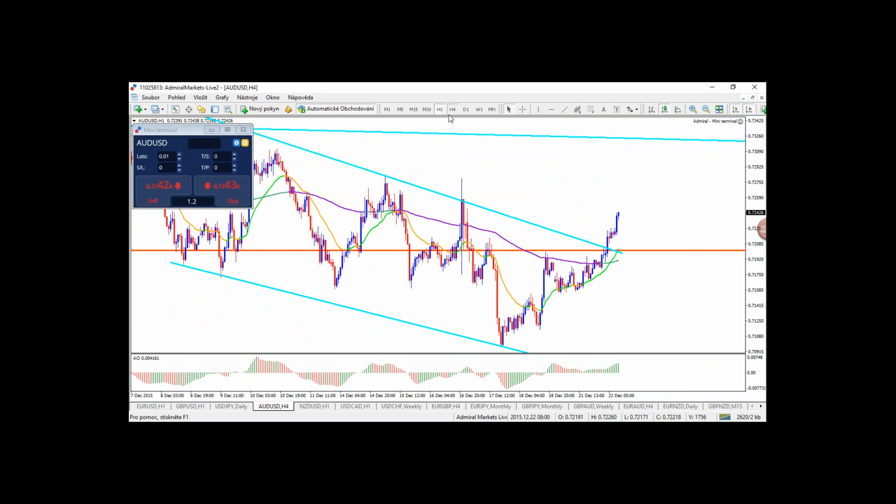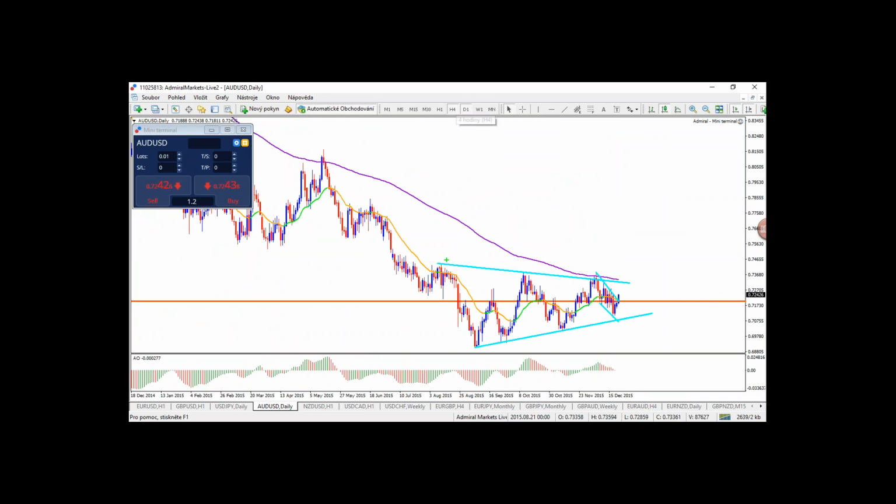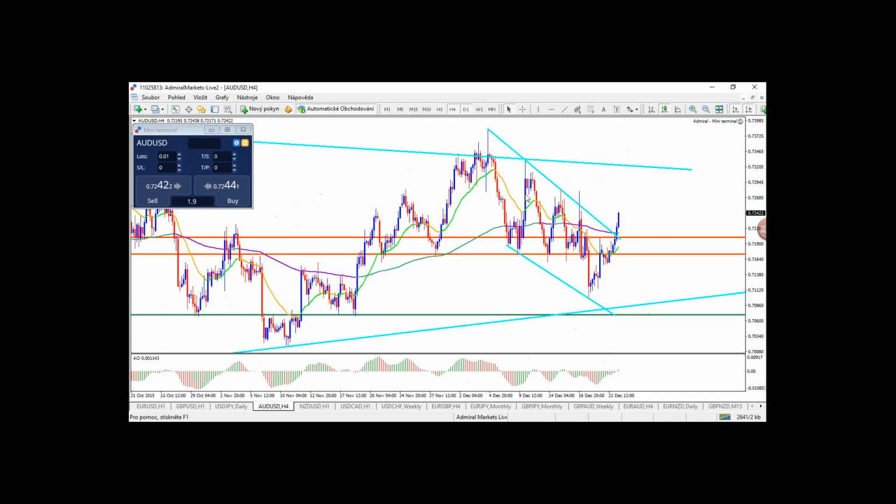All right. Otherwise, this Aussie, yeah, it's in this triangle, obviously. And within that triangle, it's kind of a bit choppy, to be honest. It was support level here, turned resistance. Now we're above that again. We could have space maybe to the top.